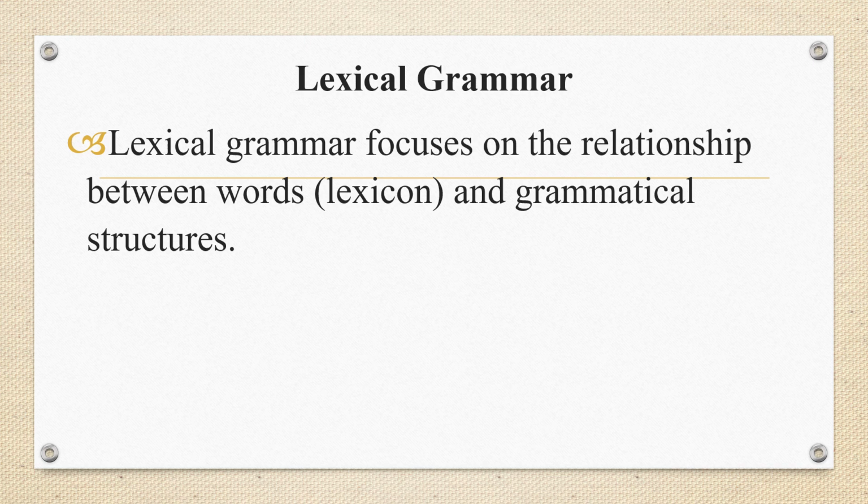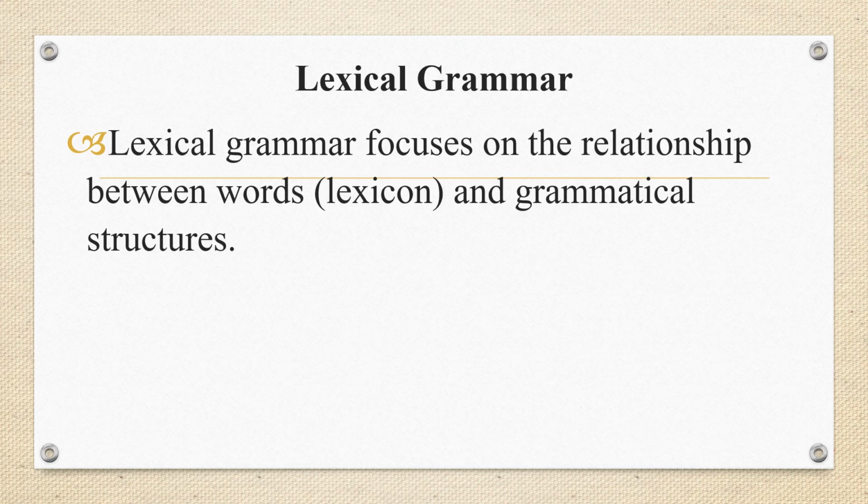Lexical grammar looks at word classes such as run being a verb, that is an action word, while runner is a noun denoting a person who is running, formed by adding a suffix, showcasing the interplay between word formation and grammar. So, lexical grammar focuses on how words and phrases, or the lexical items, are used and combined to form sentences, emphasizing the role of meaning and word-specific patterns.